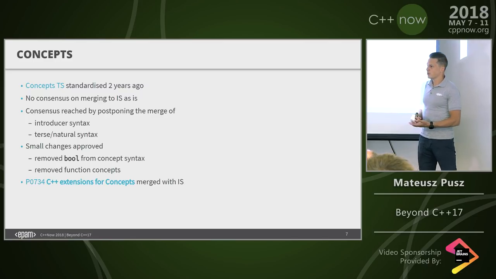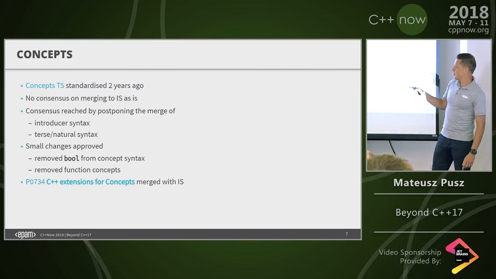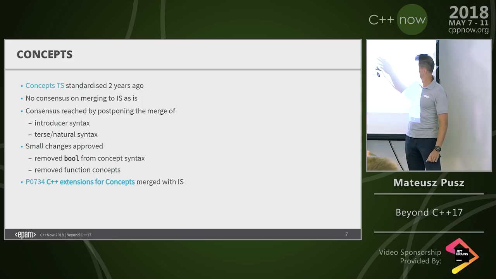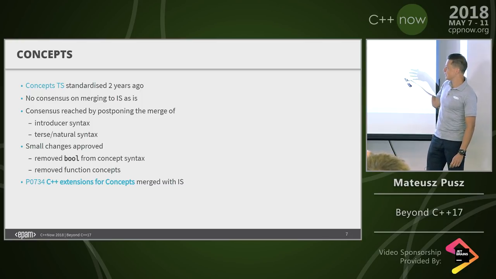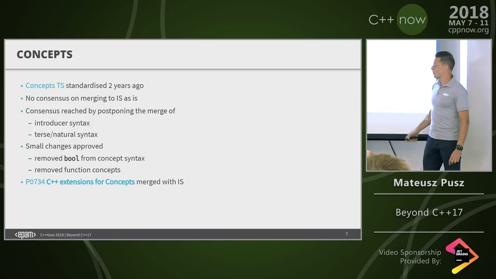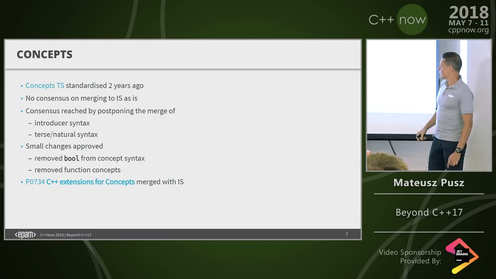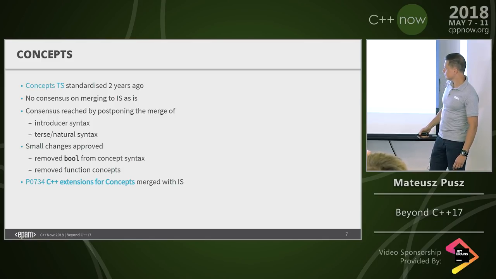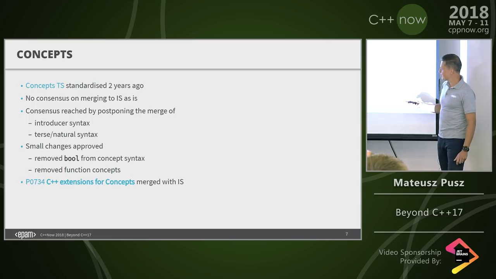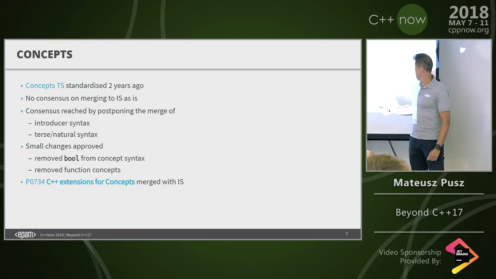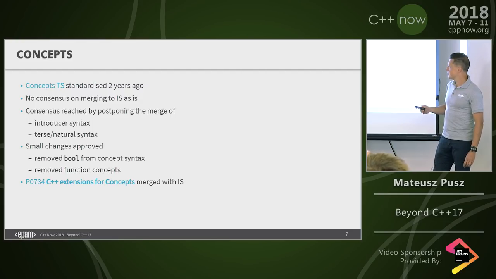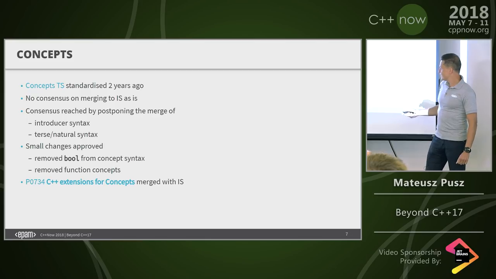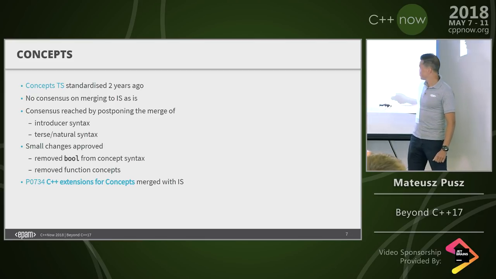There were some controversies, basically, about the so-called introducer syntax and terse natural syntax. I will show you how it looks on the next slide. And basically, we decided to merge everything besides those features because all of them were nearly accepted without any issues. Also, there were some additional changes approved that made concepts a bit easier to use and easier to type. And this is basically the paper that was merged into the standard.